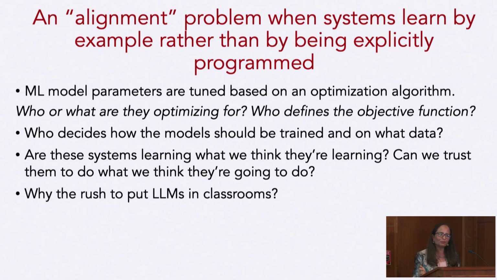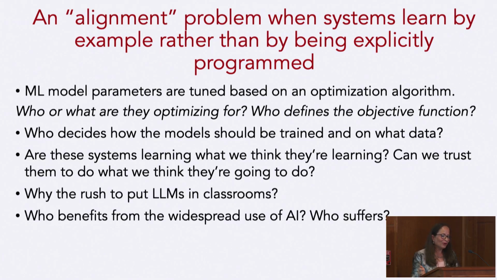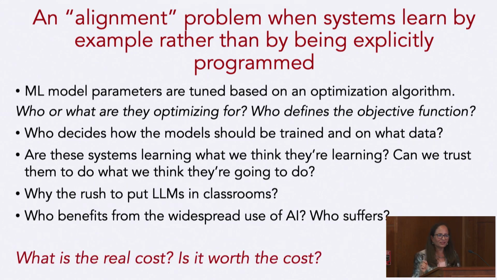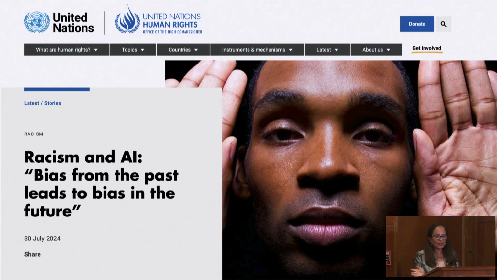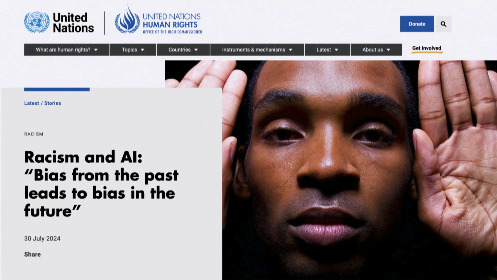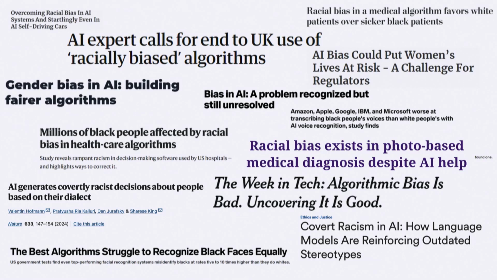Why the rush to push LLMs into classrooms? Who benefits from the widespread use of AI? Who suffers? What is the real cost? Is it worth the cost? Because today we have LLMs that have automated everything, including our worst instincts. They've encoded all the isms: racism, sexism, ableism. We're all aware of just how pernicious AI can be, perpetuating the biases that exist in our societies in ways that were not always so apparent in computing before AI.